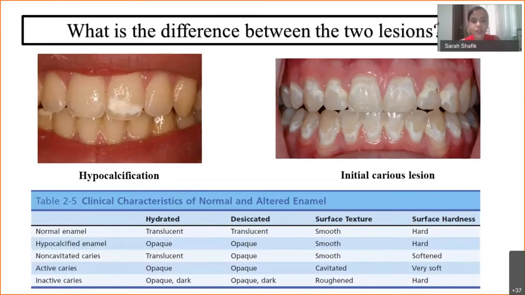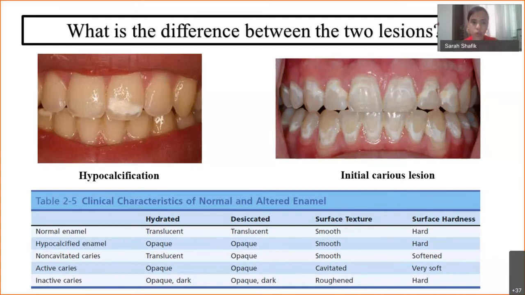Again, we have to differentiate between the hypocalcification and the initial carious lesion or the white spot lesion. First of all, the hypocalcification's place is usually incisal or in the middle third. As for the initial carious lesion, we usually see it in the cervical part. Add to this that the lesion due to hypocalcification, you're going to find it shiny when it's hydrated, and when it's dehydrated, it's opaque.